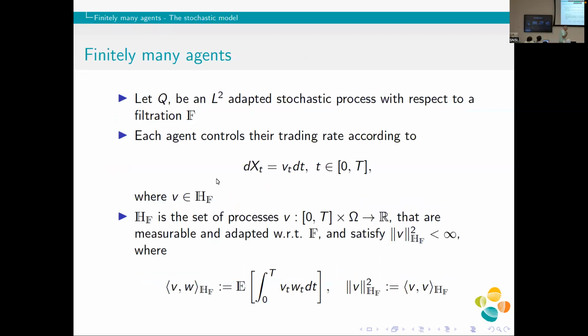Now, another case that's also interesting is the case of finitely many agents, which we can do easily in the stochastic case. So you can consider an adapted L2 adapted stochastic process for the supply. And then what you want to do is, agents will control their trading rate, but now the trading rate is a stochastic process itself that has some L2 bounds.